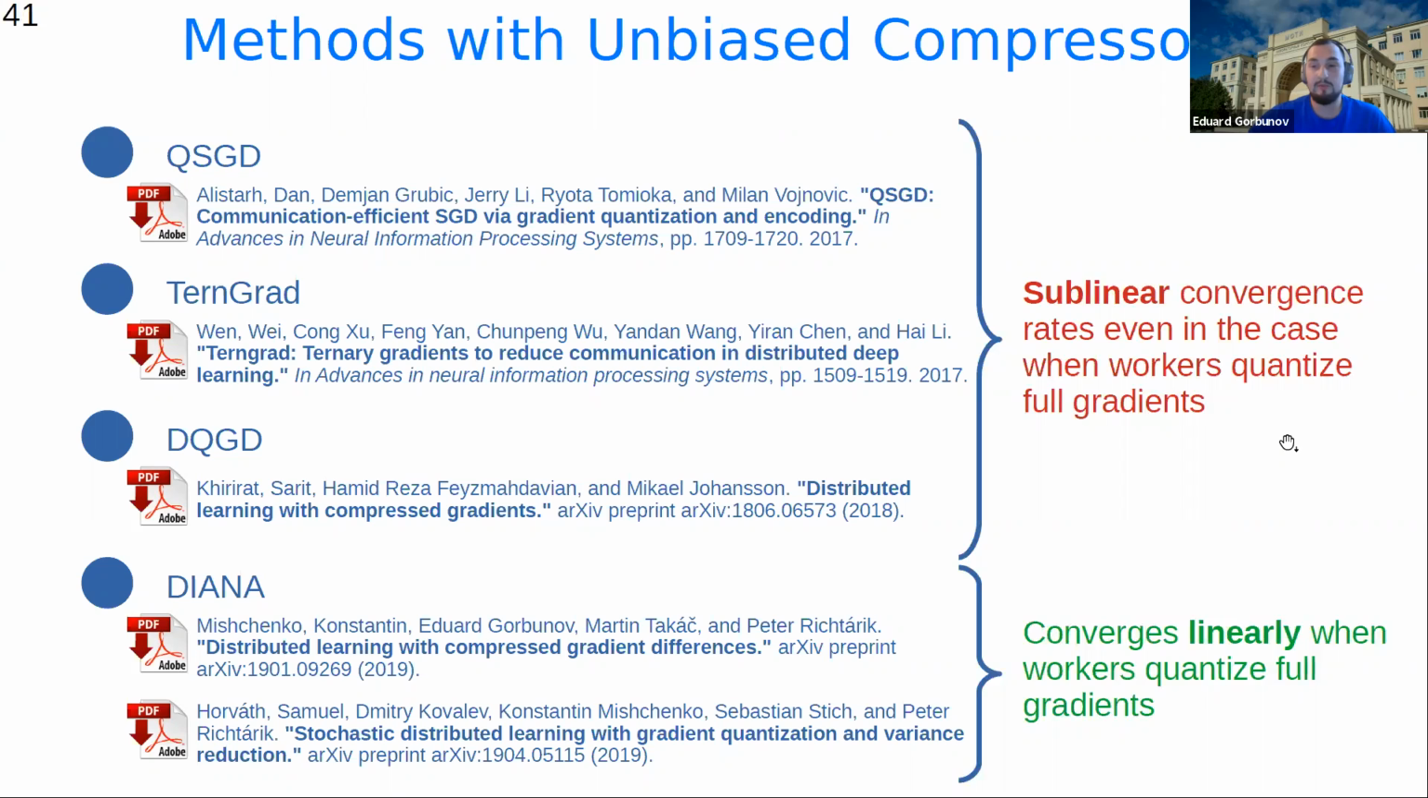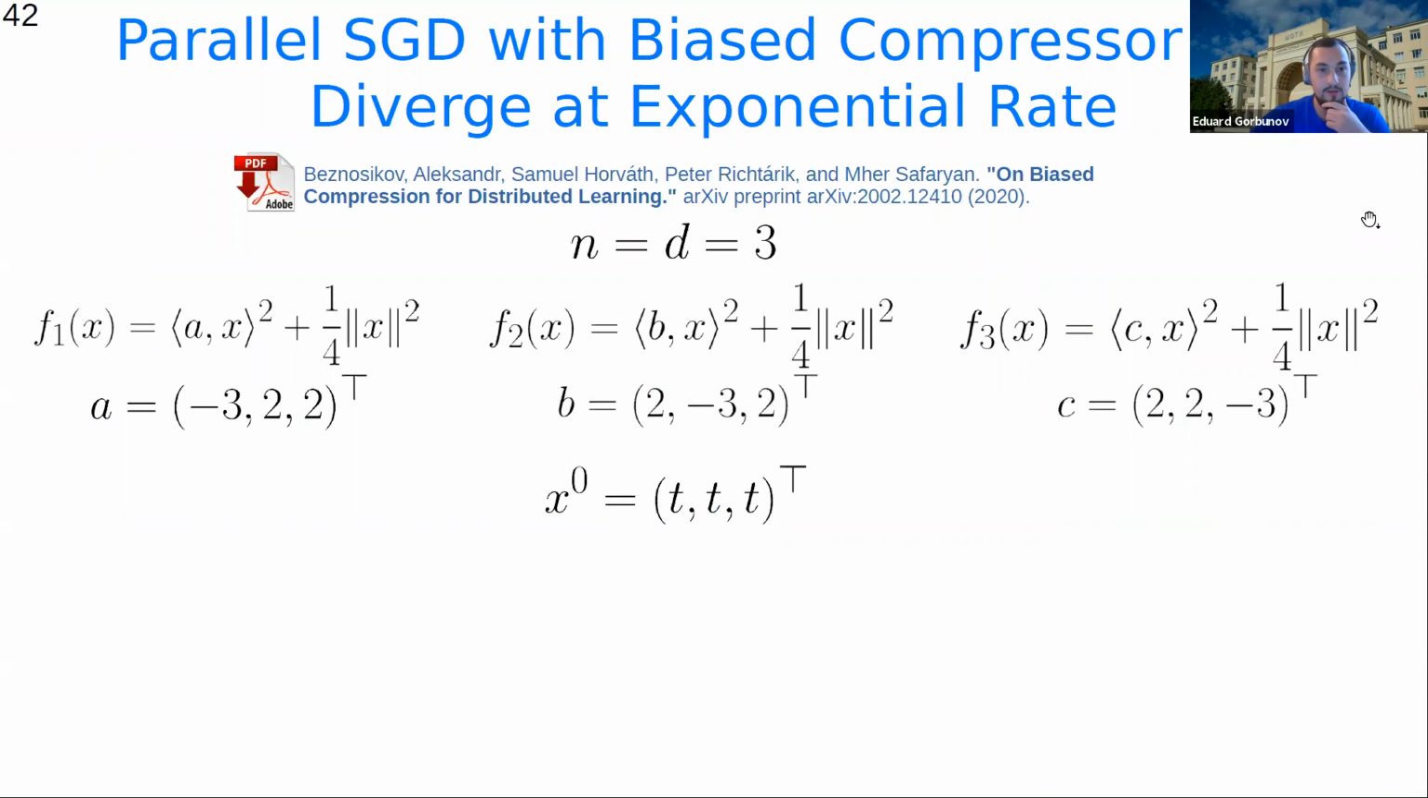These methods have sublinear convergence rates, even in the case when workers quantize full gradients. And there is a remedy in the paper about DIANA, how to handle this issue and how to obtain a linearly converging method with quantization. So when workers compute full gradients, and for unbiased compressors, we can obtain a linearly converging method, both with stochastic gradients and when we quantize stochastic gradients in some special case, and for the case when we quantize full gradients. However, the situation changed dramatically when we consider parallel SGD with biased compressor.